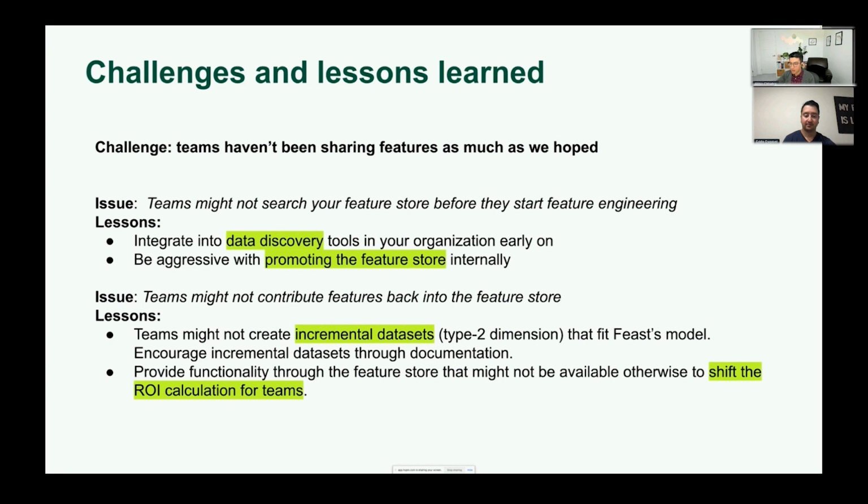But we found that it is helpful to shift the ROI calculation on whether or not they should contribute back to the feature store by providing functionality that just doesn't exist outside of the feature store. So in our case, we're working on making sure that the data is automatically available in the online store. We're working on making sure that the data gets validated. We're going to be working on drift detection for online feature serving. All these features are things that people wouldn't get outside of the feature store, which incentivizes people to register their features, which then helps other teams use these same features and has a whole snowball effect of helping everybody.